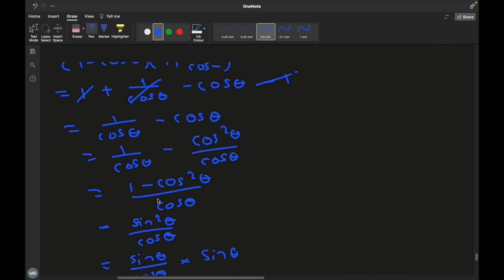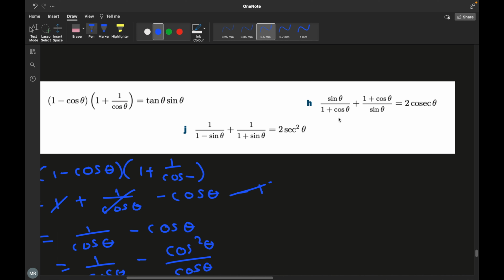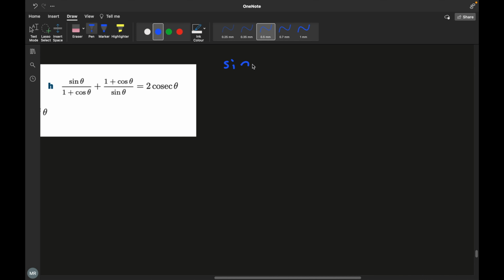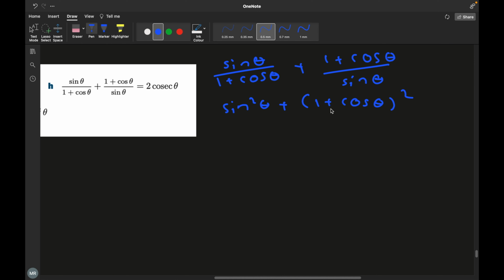This is how you approach a question. And now let's solve this one. We have sine theta by 1 plus cos theta plus 1 plus cos theta by sine theta. This is the LHS. Now we'll multiply this by sine theta by sine theta. So we get sine squared theta plus (1 plus cos theta) whole squared divided by sine theta into (1 plus cos theta).